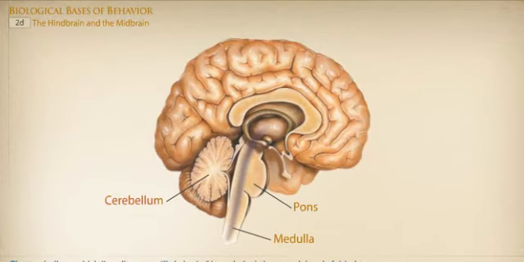So the cerebellum, which literally means little brain, is a relatively large and deeply folded structure located adjacent to the back surface of the brainstem. The cerebellum is critical to the coordination of movement and the sense of equilibrium, or physical balance. Damage to the cerebellum disrupts fine motor skills, such as those involved in writing or typing.